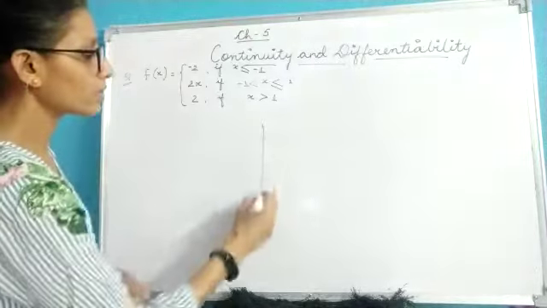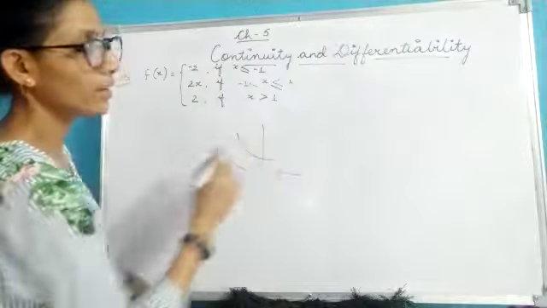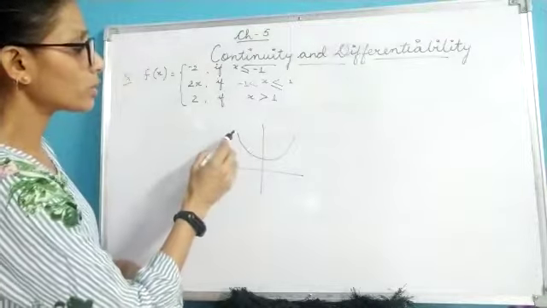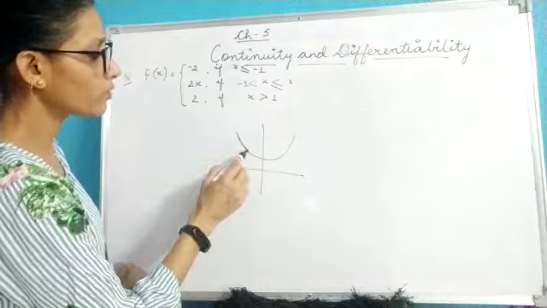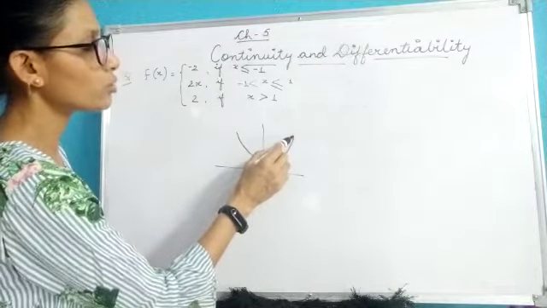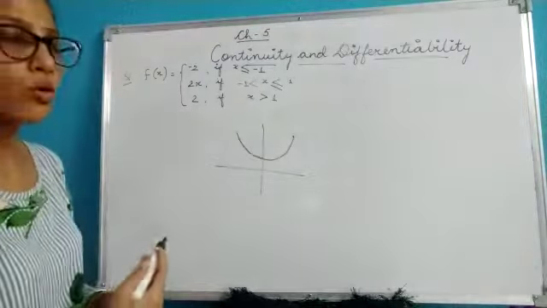See, in this example, say this is my graph. If I want to draw this graph from this point, then without lifting my hand, I can reach this point. So it is continuous at all points.